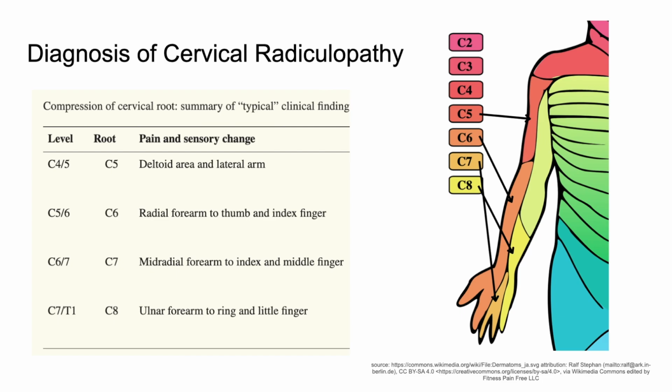An injury to the C8 nerve root or the C7 T1 level should give you some ulnar forearm and ring and little finger sensory changes and or pain. Again, these findings are not perfect. And the other part is that we just talked, Bogduck said that pain should not follow a dermatomal pattern. So you can't always expect pain to follow that pattern.